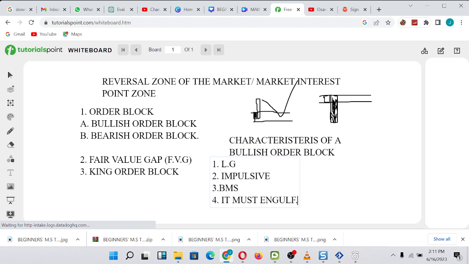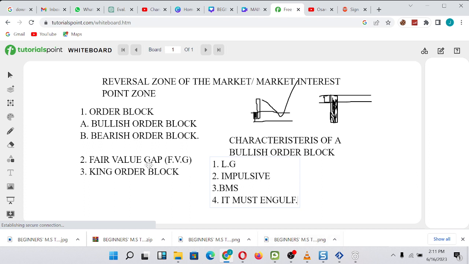But like I said, you can do without the liquidity and the engulfing. You can have like a railroad track there, but it must be impulsive and it must break market structure. So these two you can't do without. It must be impulsive and break structure. You understand? But for a very good bullish or bearish order block, it must contain what? The four of them. Okay?